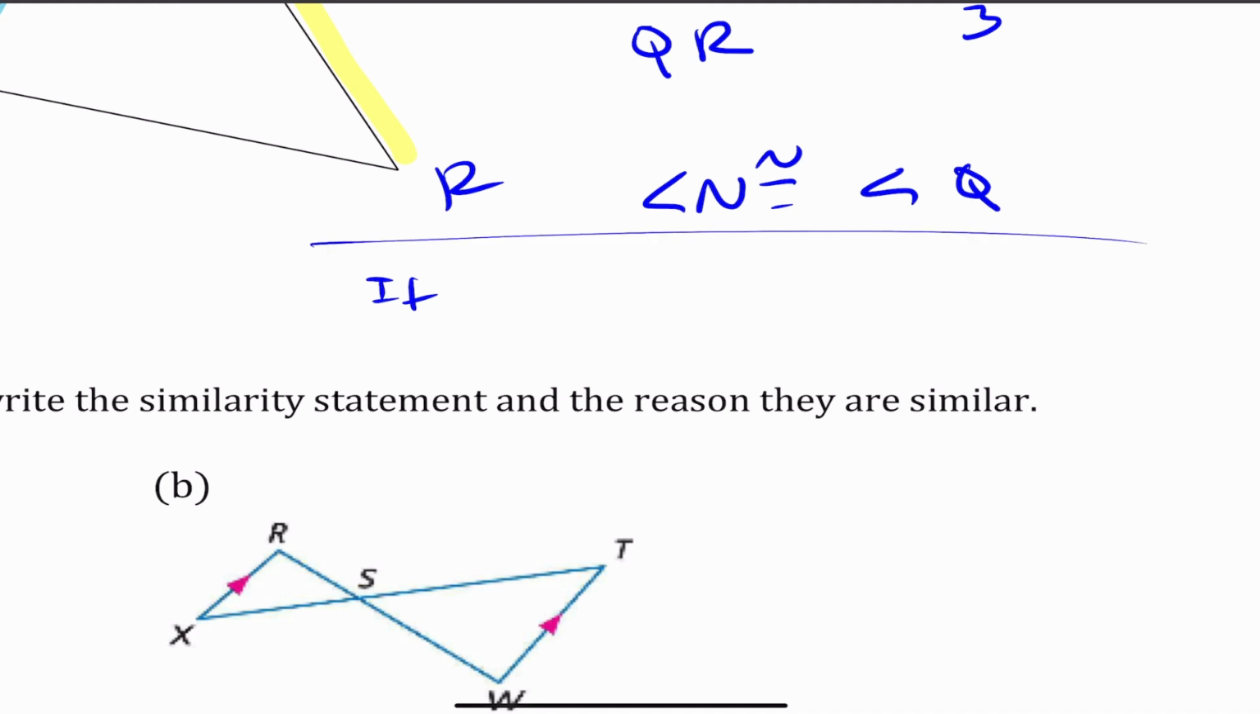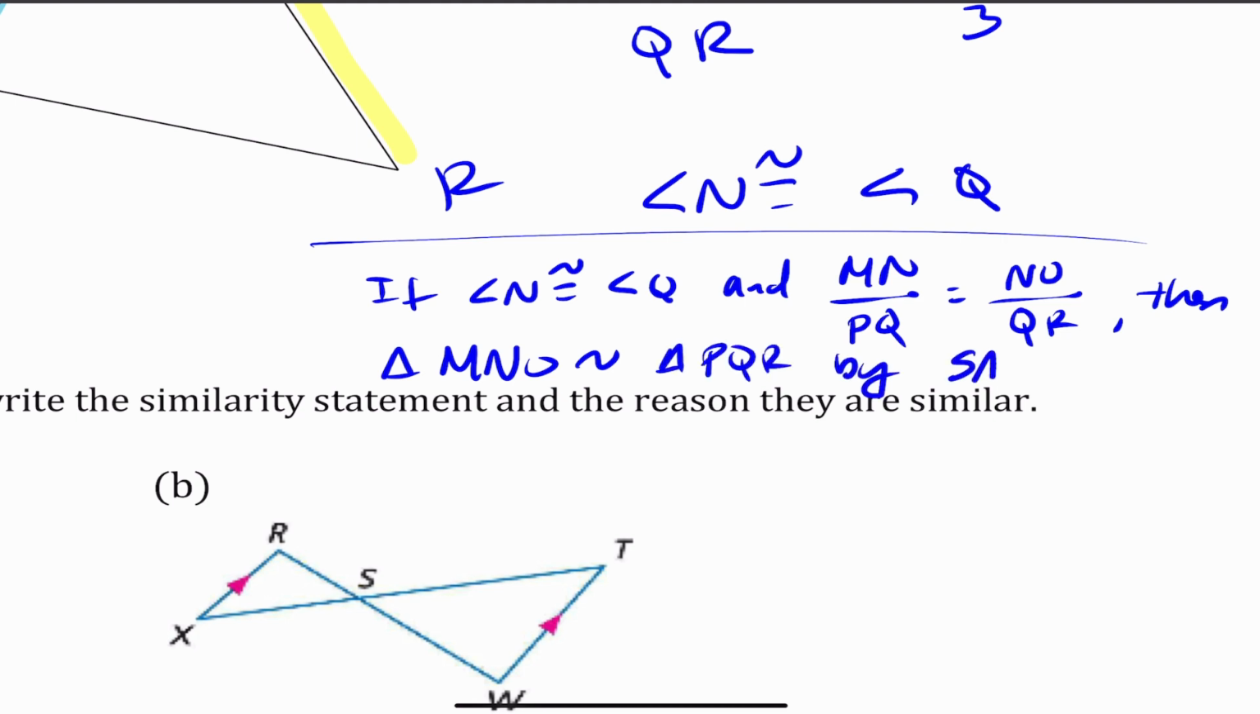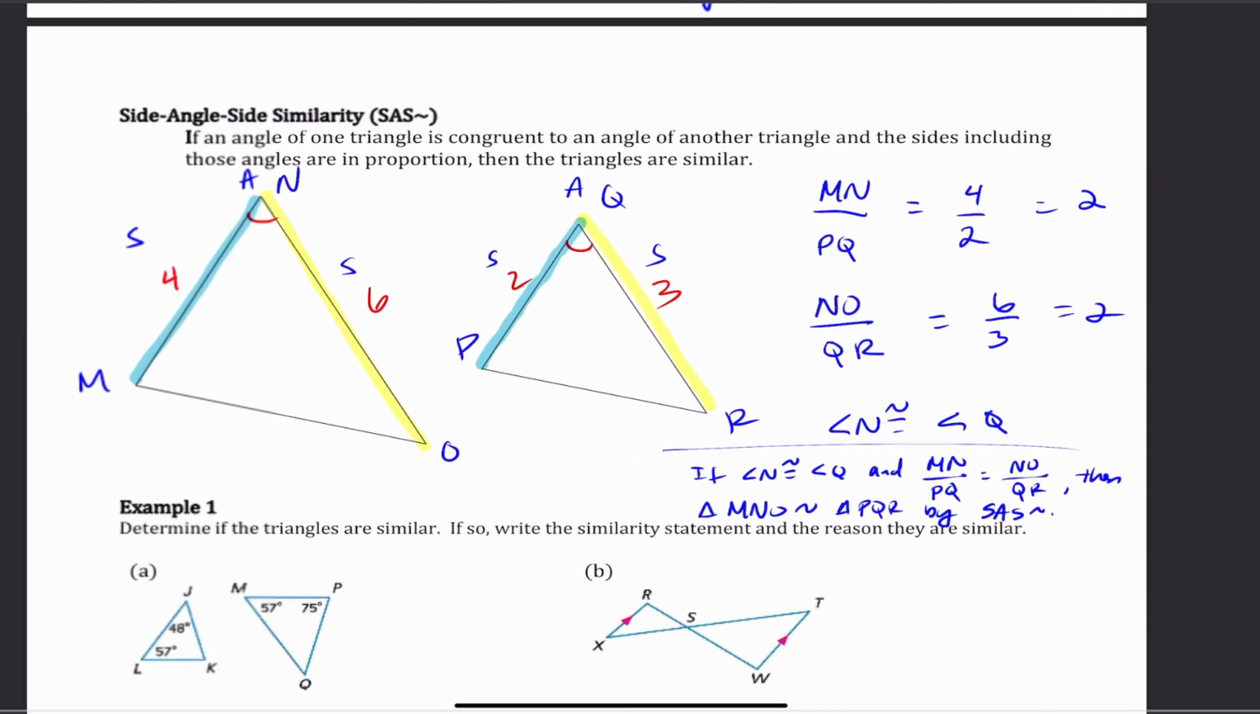If angle N is congruent to angle Q, and MN over PQ is equal to NO over QR, then we can say that triangle MNO is similar to triangle PQR by the side-angle-side similarity theorem.